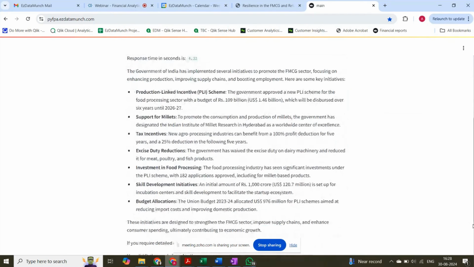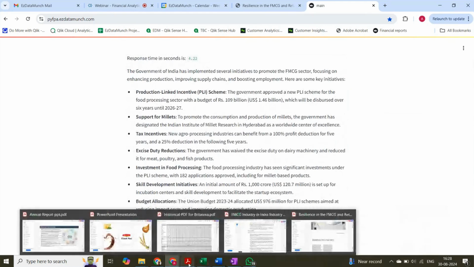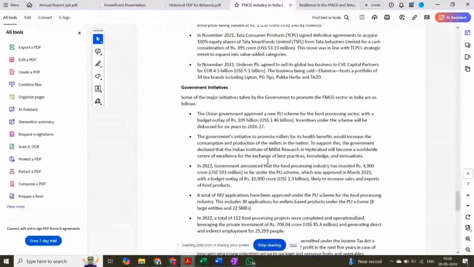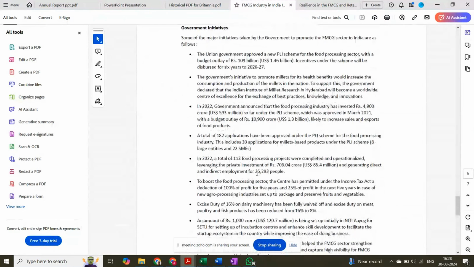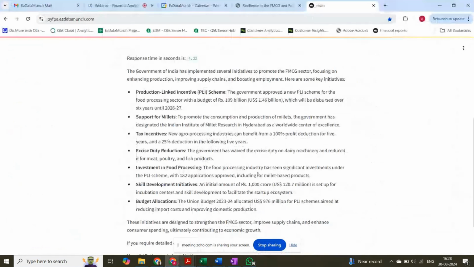And as you can see, the report also has something like that. So these are all the various initiatives which the government has planned. So it is just now reading any PDF document and is able to very quickly give us an answer. And it's put it into a bullet form. So it makes it easier for me to understand.